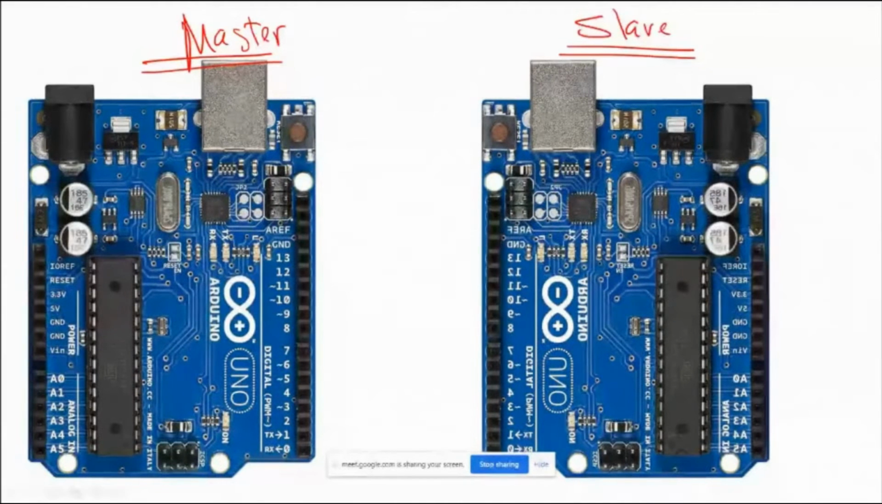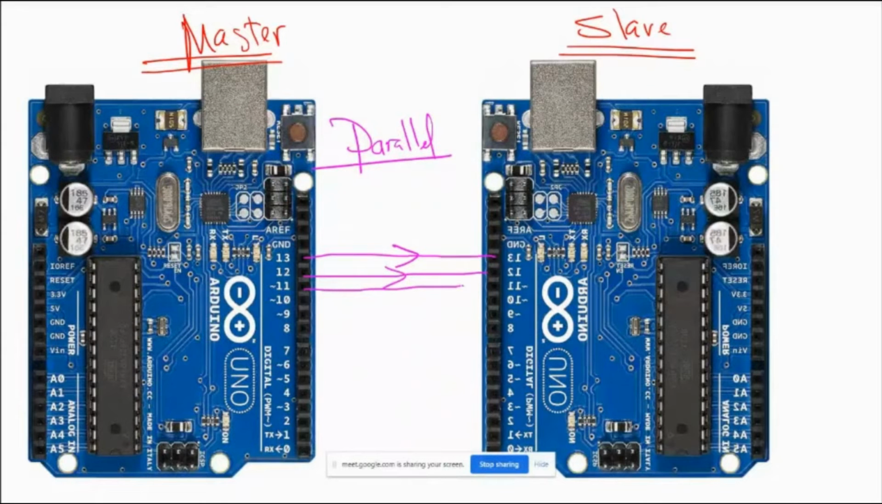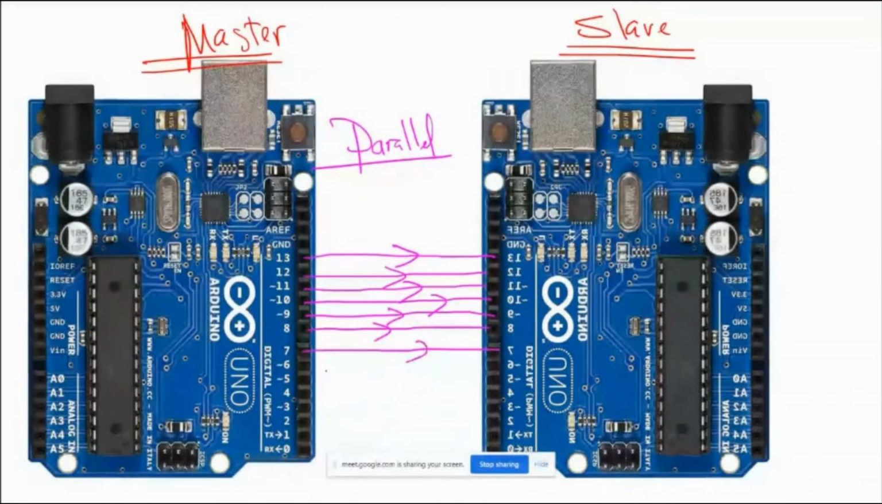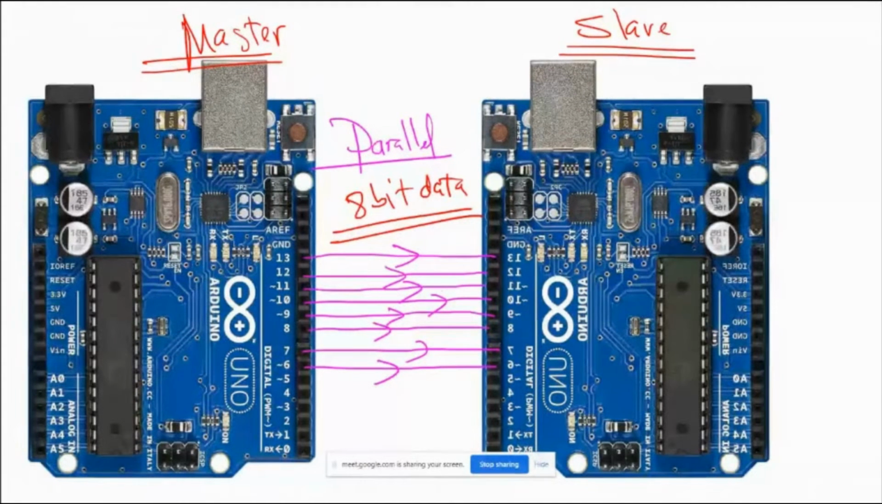So in method 1, how do I communicate data in parallel? For parallel communication, I use pink wires. So 13 goes to 13, 12 goes to 12, 11 goes to 11, 10 goes to 10, 4, 5, 6, 7, 8. I'm using 8 wires. Normally in digital data, we use 8-bit data. Since this Arduino is an 8-bit device, we use 8 bits of data. So for 8-bit data, I require 8 wires. So this is parallel communication.